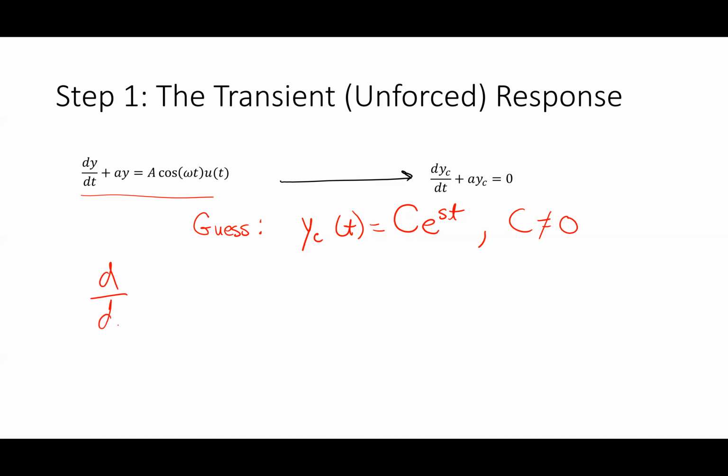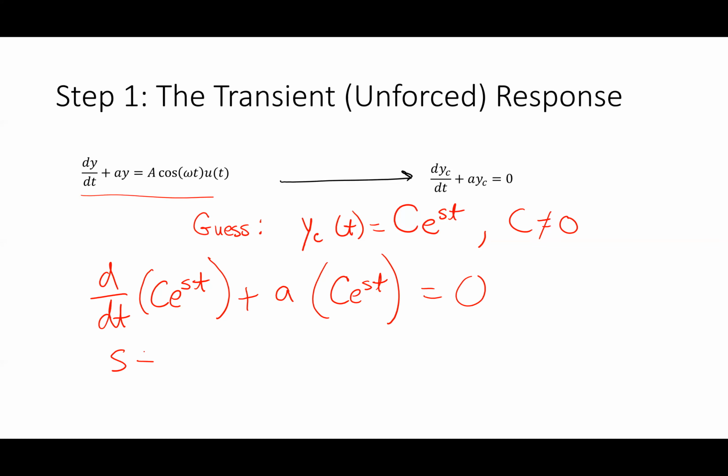So that gives me d by dt of c e to the st plus a times c e to the st equals 0. Now, what's the derivative of e to the st? Yeah, I bring an s down. So this becomes (s plus a) times c e to the st equal to 0. I just took the derivative and grouped terms there. I did that slower the other day. I'm skipping a step there, but you should be able to follow from this line to this line pretty easily.